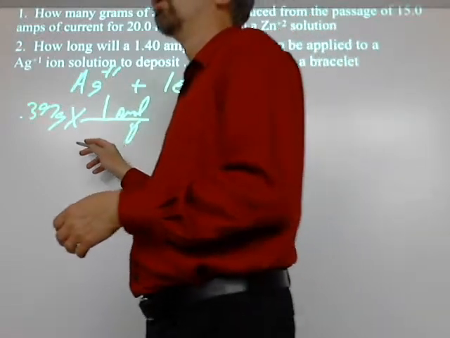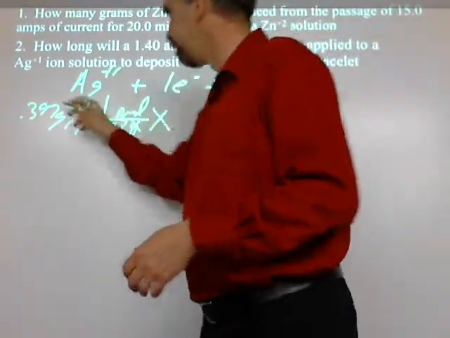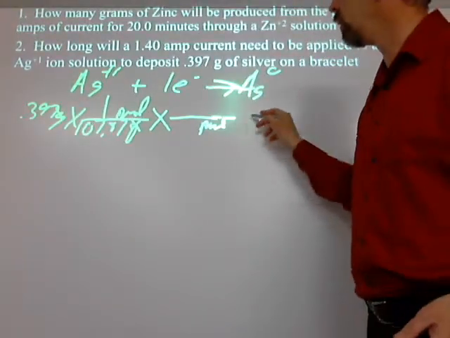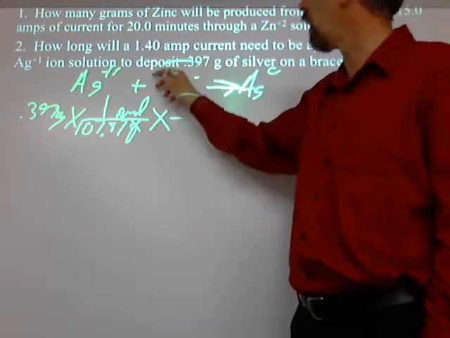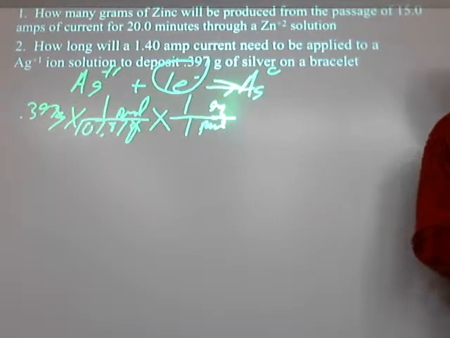Silver is 107.87, and I've got myself into moles. Now, moles will go on the bottom. I know that. I'm following the units, and I took care of how many electrons I have equivalent to the top. 1 mole contains 1 equivalent in this case, which is nice.